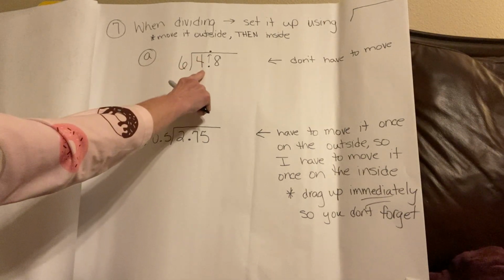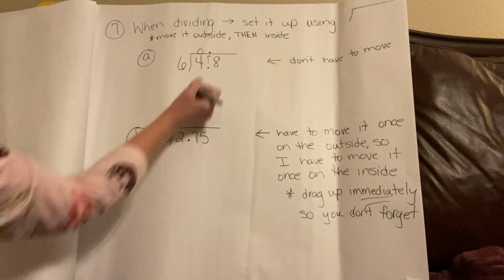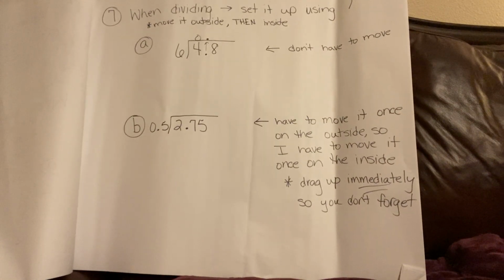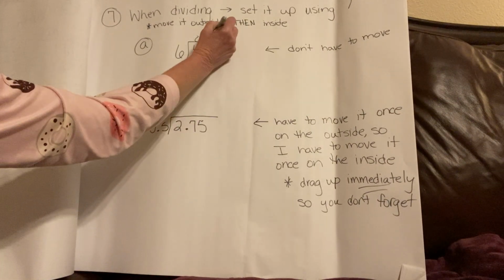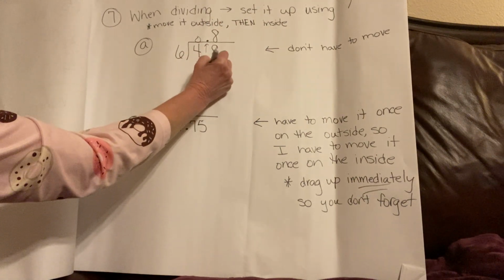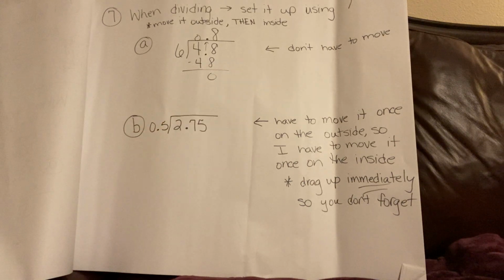6 won't go into 4, but it will go into 48. So I'll put a 0 here because it won't go into 4, but it will go into 48. 6 times 8 gives me 48. So I subtract and I'm left with 0 remainder. So my final answer is 0.8, which is the same as 8/10.